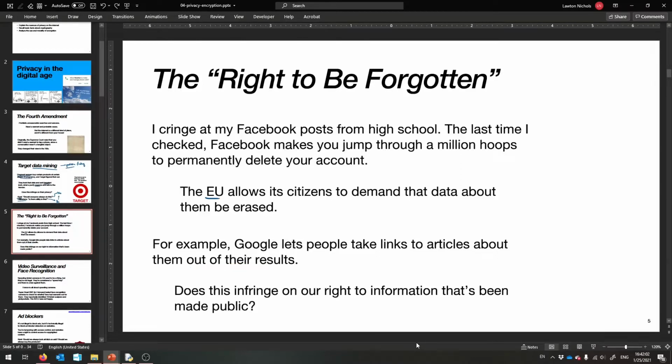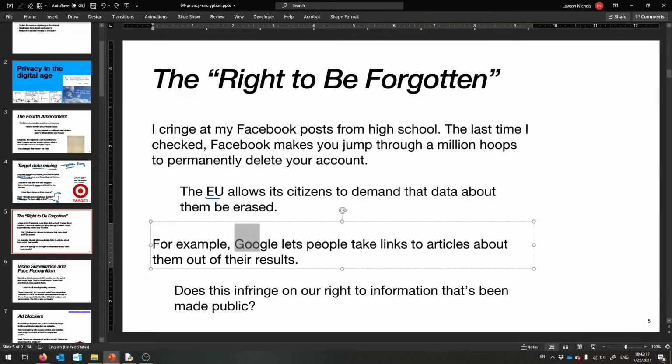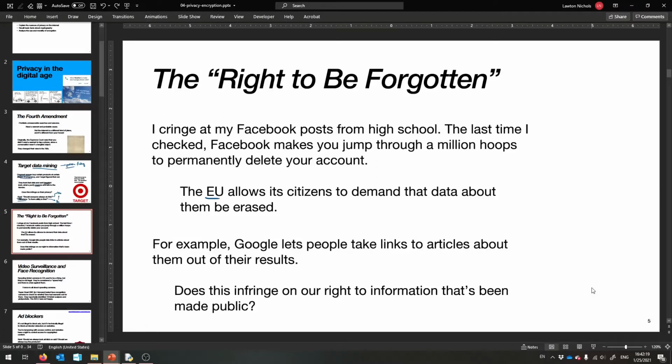So I guess the real question is now, and I would have you get into groups and talk about this, does this infringe on our right to information that has been made public? Like, okay, this exists on a news site. If I just search for it there, I would find it. But Google's saying, okay, if you don't want to be in our search results, that's fine. I'm going to allow you to be forgotten from those search results. Okay, so there's a question.